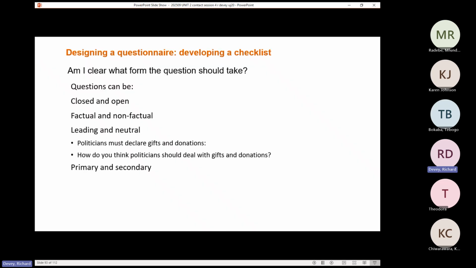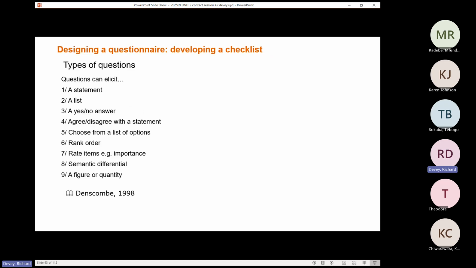In terms of the kinds of questions, we can ask open, closed questions. We can ask factual and non-factual questions. This is just making a point that we can ask questions in many different ways, and the key thing is to ask the question in a way which would help us get the most useful information from the participants. And then I'm going to skip this question because it's just showing that there are lots of different kinds of questions.